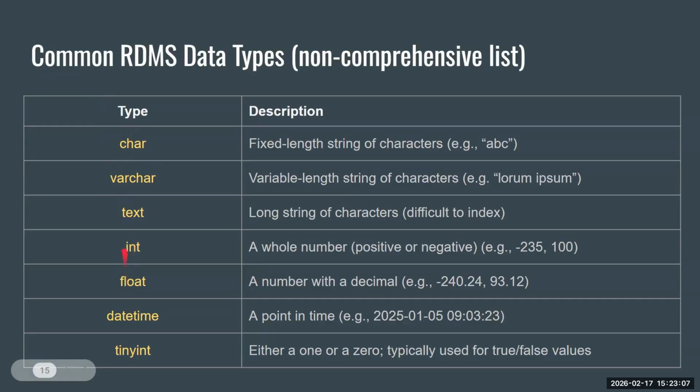Integers and floats are numbers. Date times are self-explanatory. And tiny ints are actually 1 or 0. Those are the only valid values for that type, so you can think of those as Boolean, true, false. This is not a comprehensive list, as the slide title denotes. There are many more data types, but these are the ones that we'll be working with in this workshop.